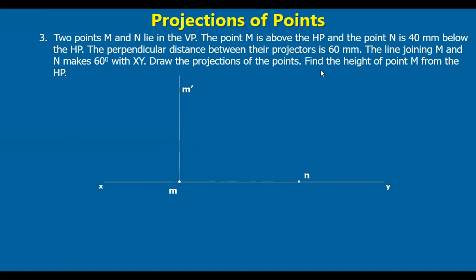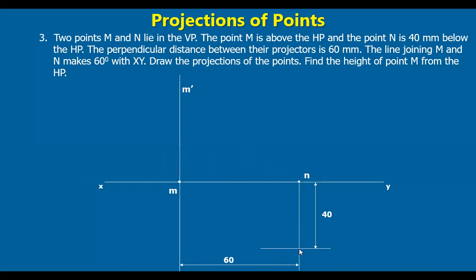That's all. Now, N is 40 mm below the horizontal plane. So here, if you draw a projector from N, N dash will lie on the same projector. So we draw a projector here and at a distance of 40 mm below the horizontal plane, we mark 40 mm distance here from the reference line.